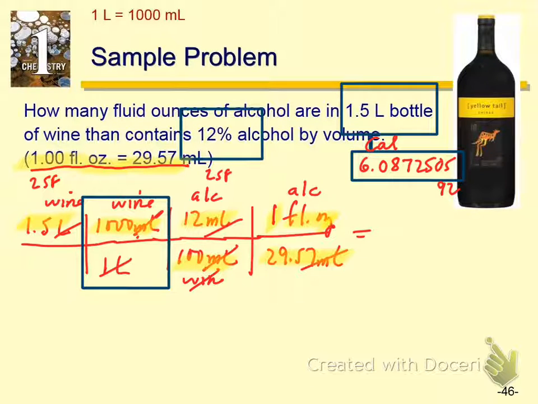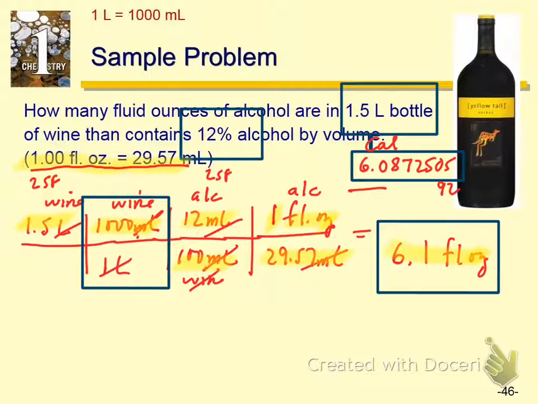So I need to round this to 2 significant figures. The most important digits are the ones on the left. So I'm going to write down 6 point, and then I'm going to look at the next digit past the 0 to see if I need to round up or not. If it's 5 or greater, we round it up. So do I need to round up here? Yes. So we're going to call this 6.1 fluid ounces. Okay? And that's my answer in the right number of significant figures.